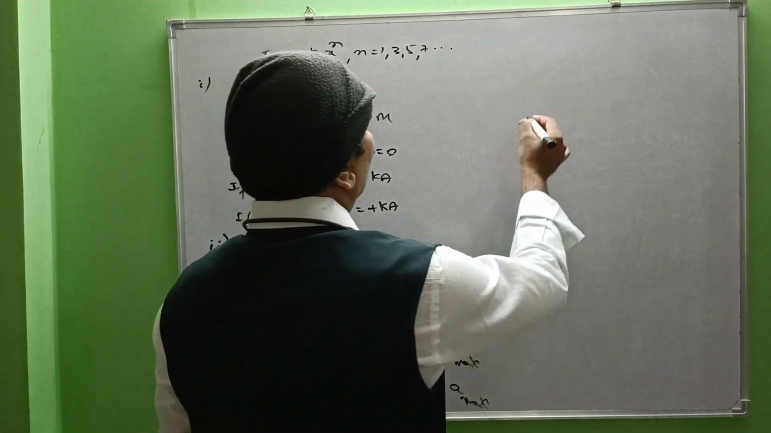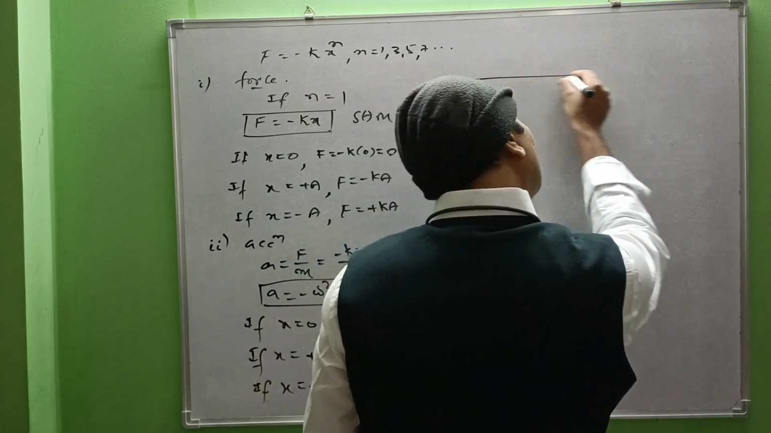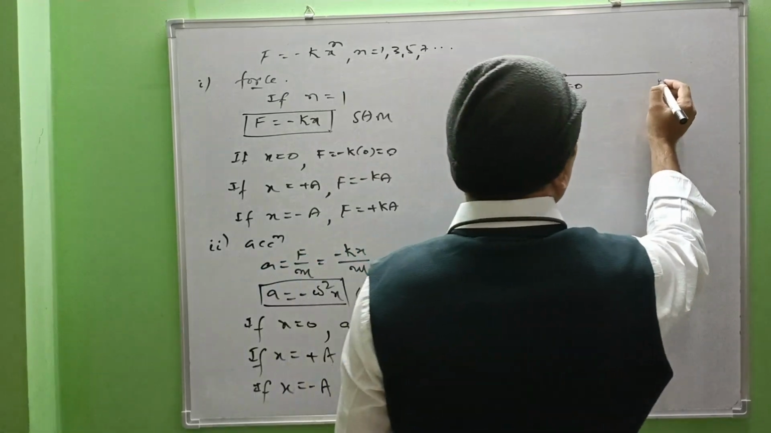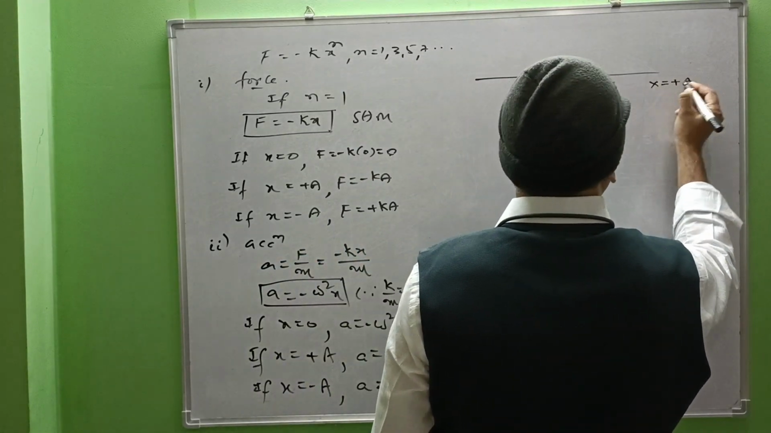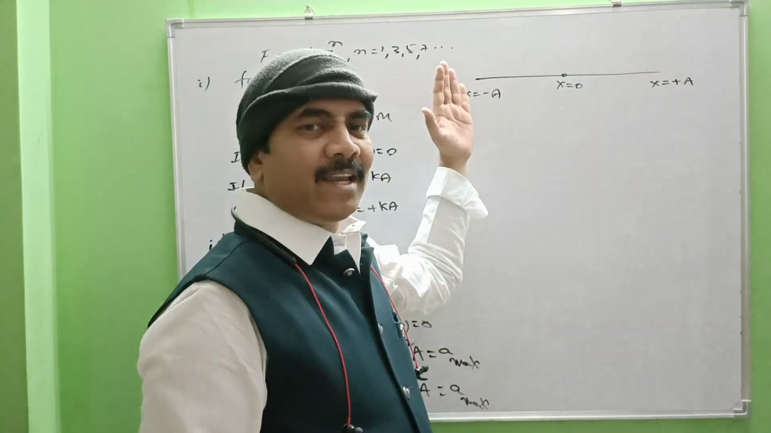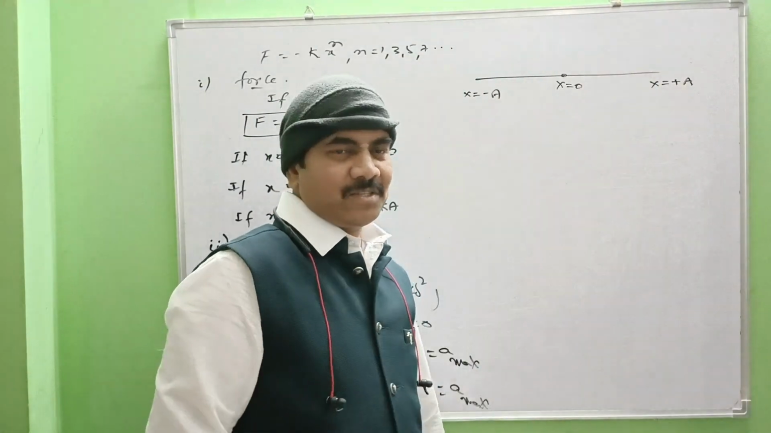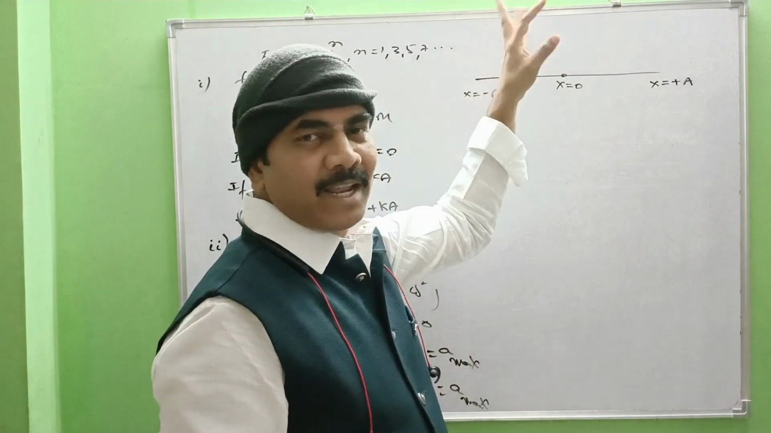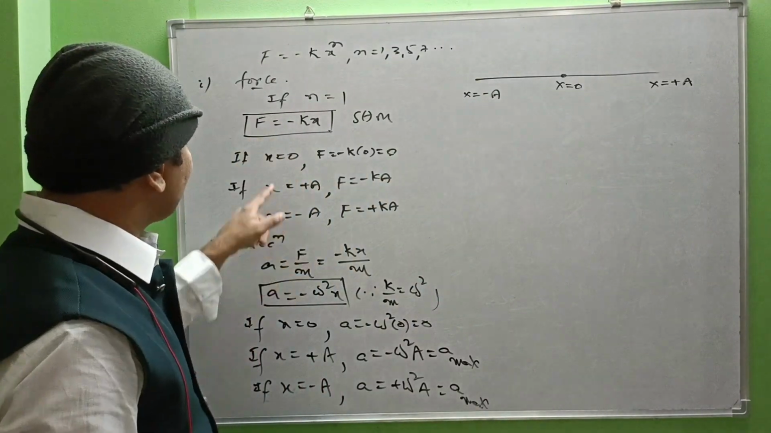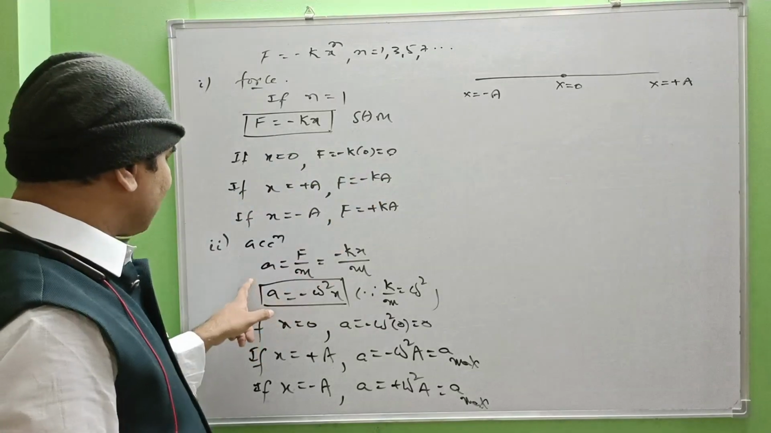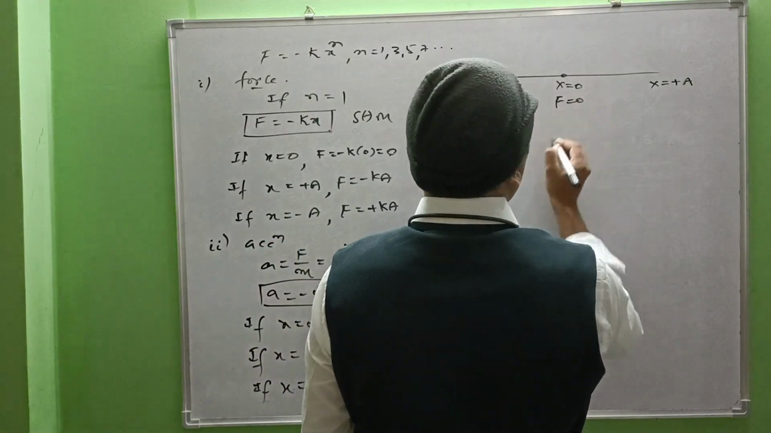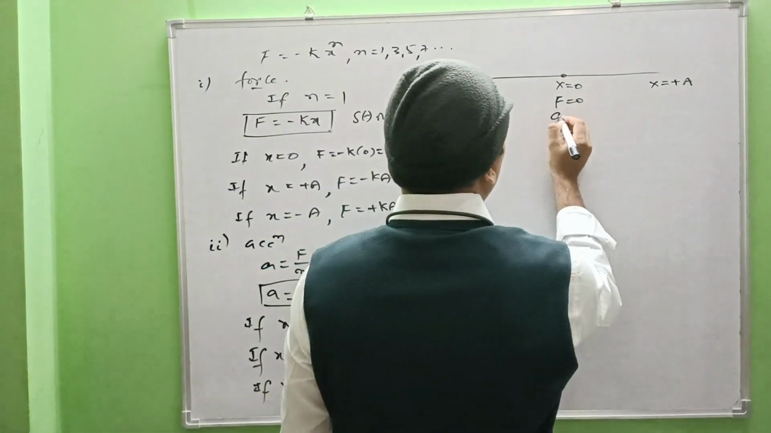Alright, the same can be represented diagrammatically. Suppose this is the mean position of the particle. This is the positive extreme position plus a. This is the negative extreme position minus a. Suppose the particle is oscillating along the x-axis, on either side of the mean position like this. So when x equal to 0, what about force and acceleration? Force equal to 0, acceleration also equal to 0. So at x equal to 0, restoring force is 0 and acceleration is also 0.